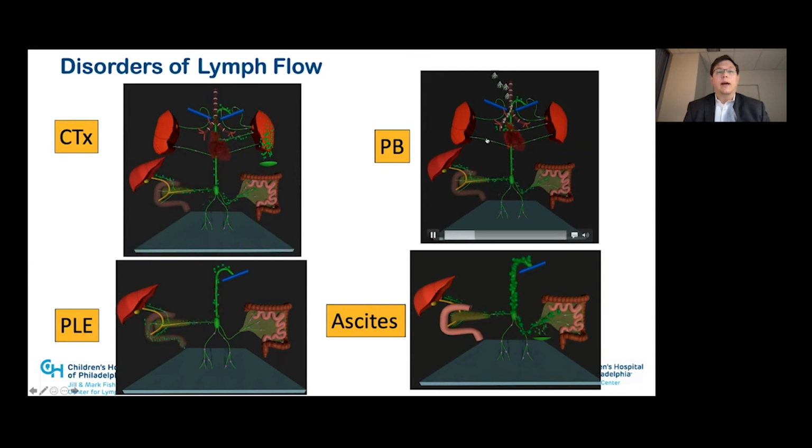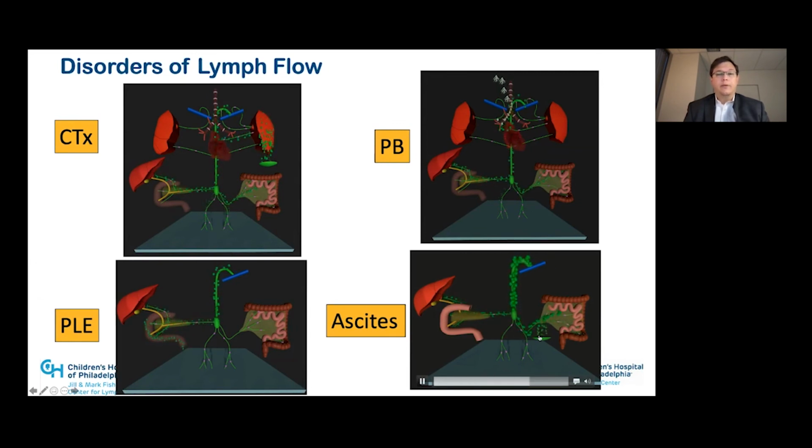The flow can then actually go into the airway itself and cause what we call plastic bronchitis. You can also see flow as it leaves the liver, instead of going into the central system, go into the intestines, and this can cause protein-losing enteropathy. And finally, we can see that flow from the mesentery can also go backwards as well, and this can be a cause of ascites.